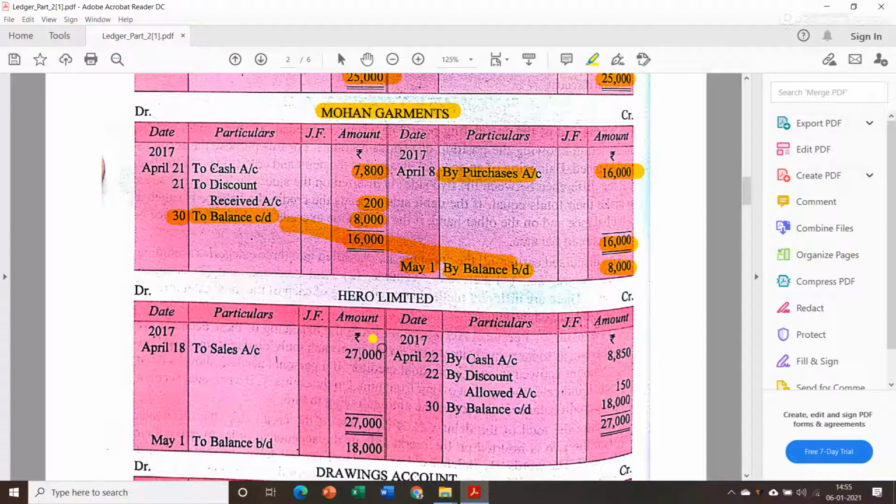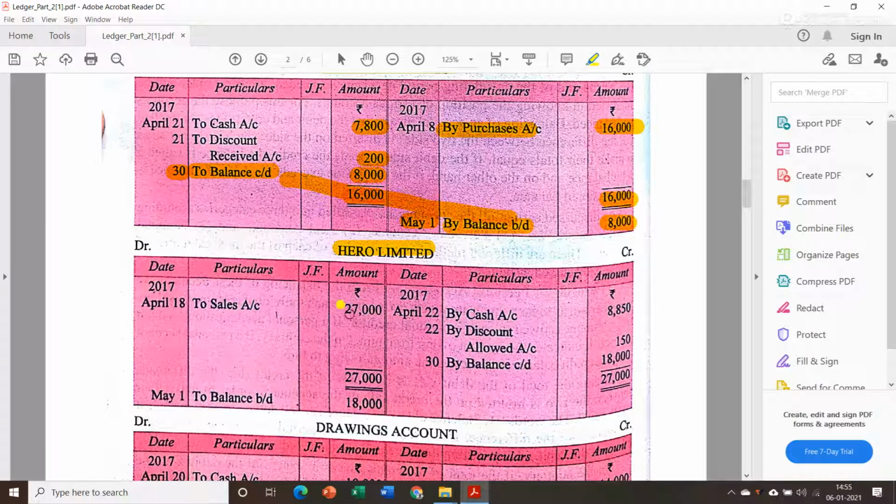Okay. Then another personal account is Hero Limited. So in this we had on the debit side to sales account 27,000 and on the credit side we had by cash account 8,850, then discount allowed account only 150. So on the debit side we have 27,000 and on the credit side after entering both the transactions we had only 9,000. So that means there is a difference of 18,000. Since this credit side has a shortage of 18,000, we will write balance carried down 18,000 so that we will have 27,000 on both the sides at the end.